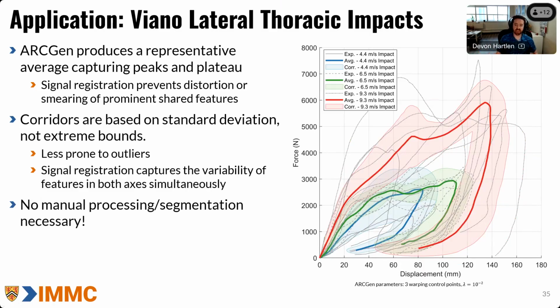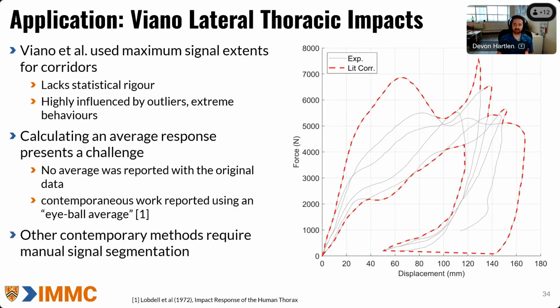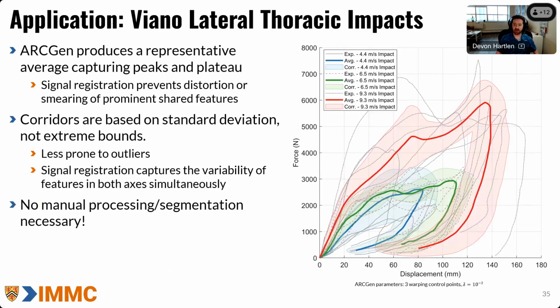A good example of this is actually the blue curves at the bottom. It might be a little unclear, so I'll jump back 2 slides. But you can see in the blue curves, we had this major outlier that was sort of a prominent outlier in the responses. With traditional corridor techniques, such as the one shown on this slide, that would make for some funny looking corridors. But with ARCGen, we're able to mitigate the effect of that. The average response still falls within the average of the signals, as we'd expect.